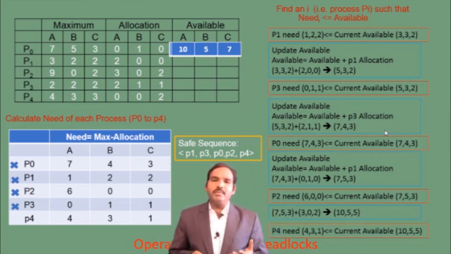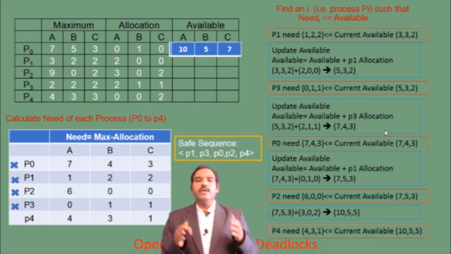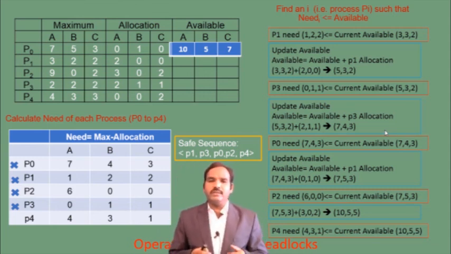But in some problems, in some cases, we may allocate the resources from the current position. But in this problem, we allocated resources from top to bottom. This is the way to find a safe sequence. Once a safe sequence exists, then simply you can say the system is in a safe state. Once the system is in a safe state, there is no deadlock.